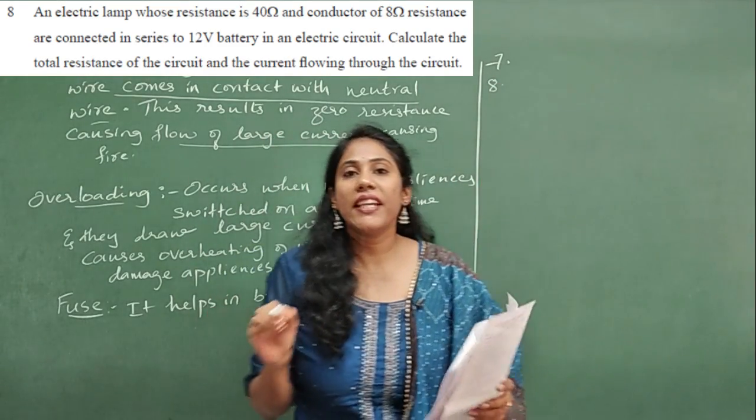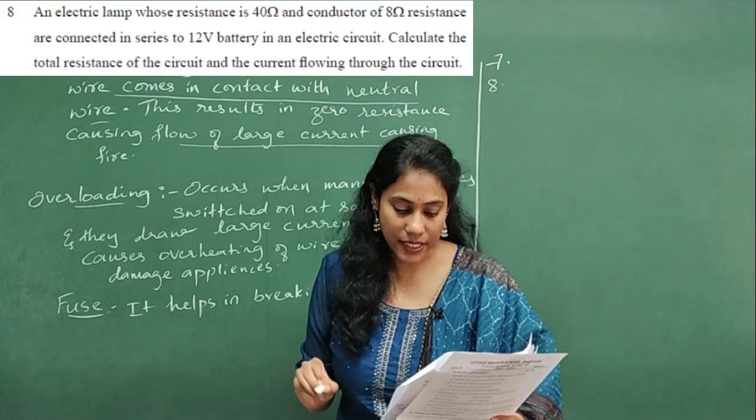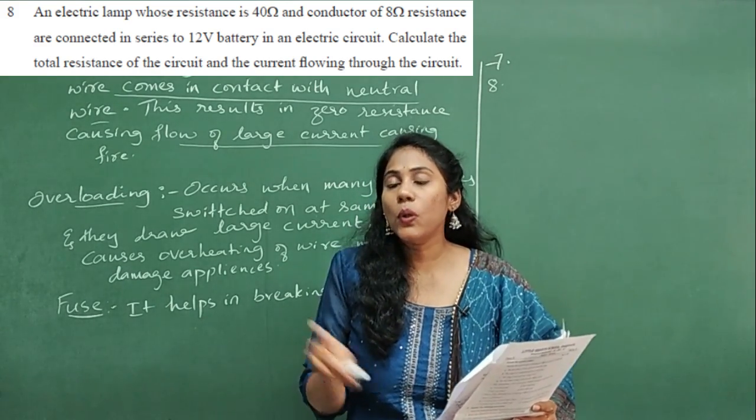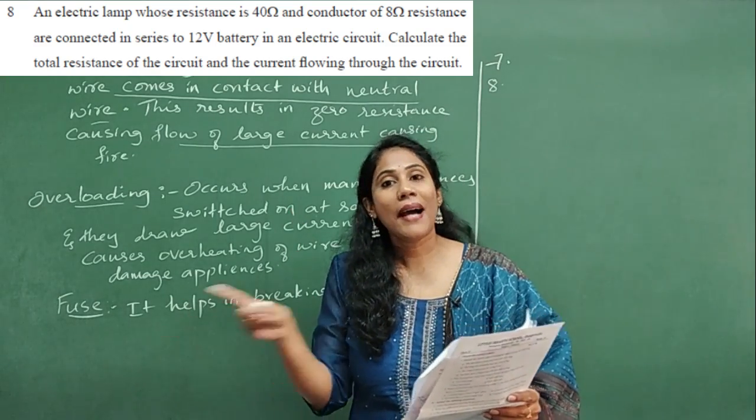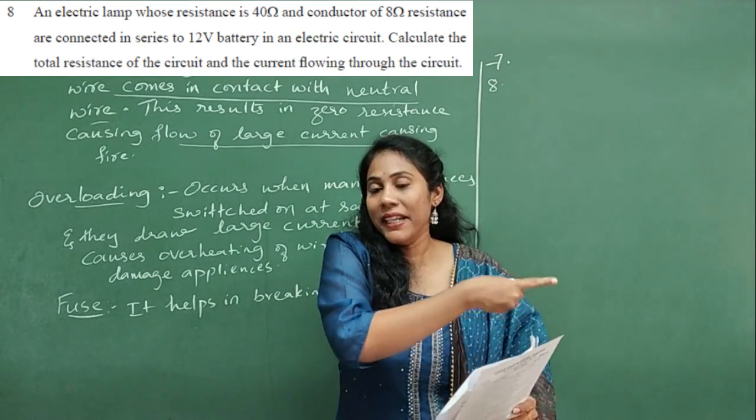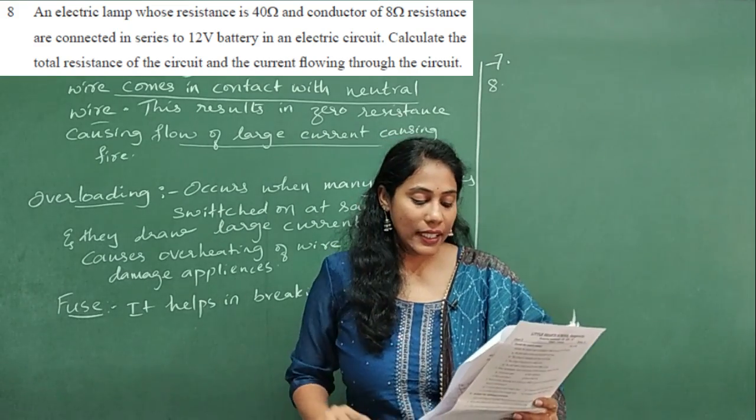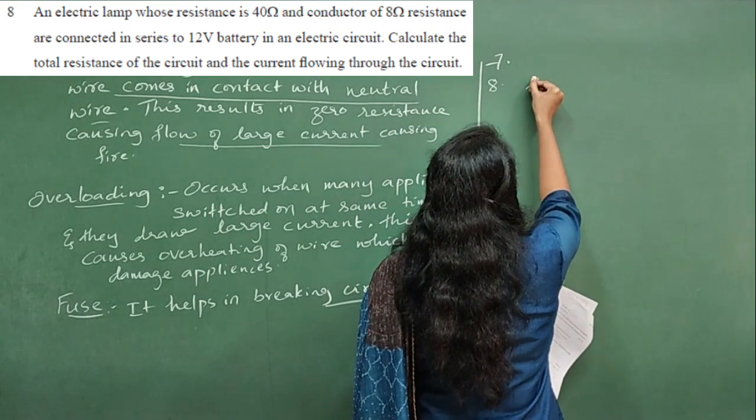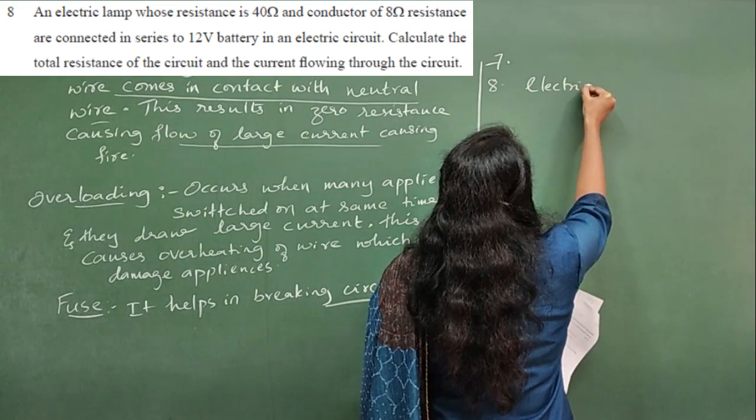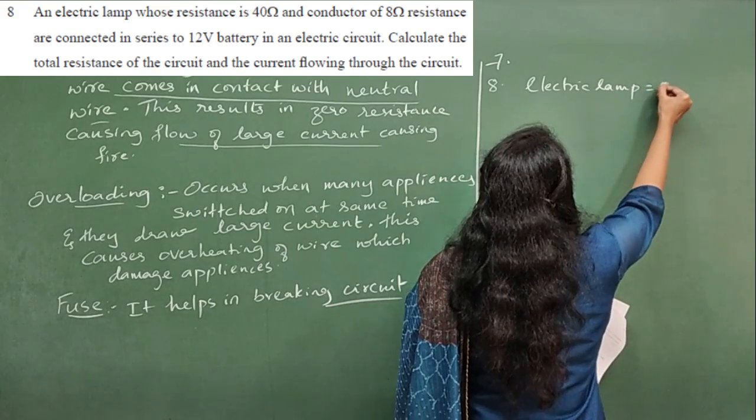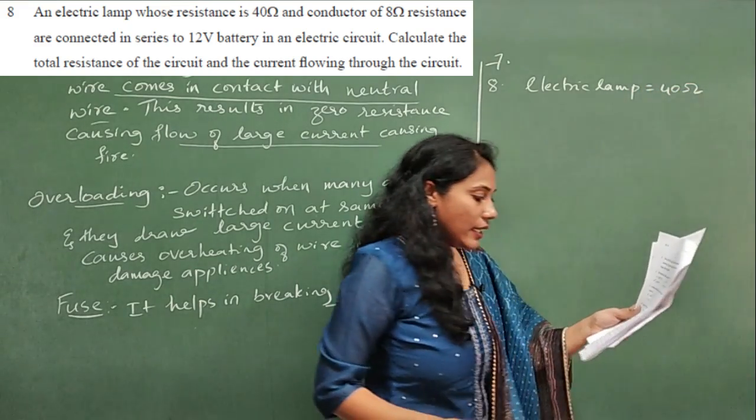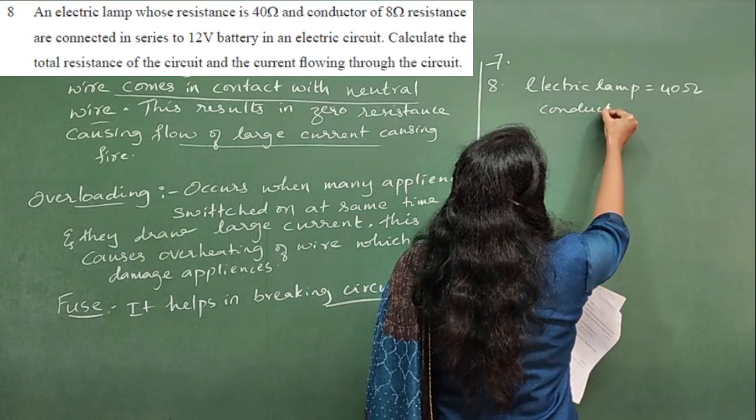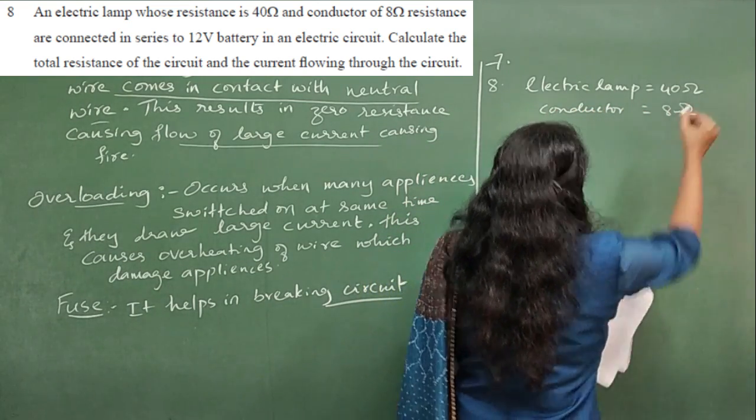So the 8th question is a very simple problem from the chapter electricity. Read carefully and try to solve it yourself. Pause the video, try to solve, and then match your answer with my answer that I am doing in the video. Okay. An electric lamp whose resistance is 40 ohms, and a conductor of 8 ohm resistance. You also have some conductor with 8 ohm resistance.